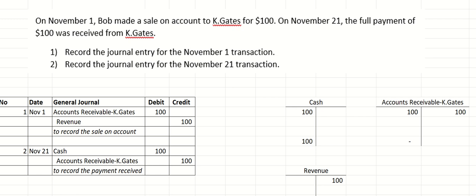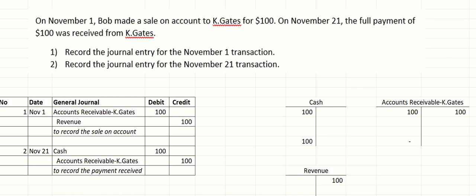Well, no, actually not a company. Bob. Bob made a sale to K Gates for $100. And this happened on November 1st, that a sale was made on account to K Gates for $100. And on November 21st, a full payment of $100 was received from K Gates. Number one, record the journal entry for November 1st. Number two, record it for the November 21st transaction.